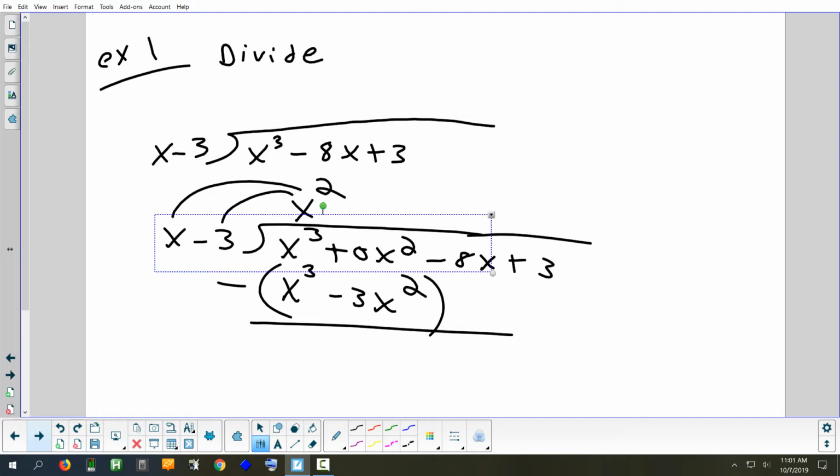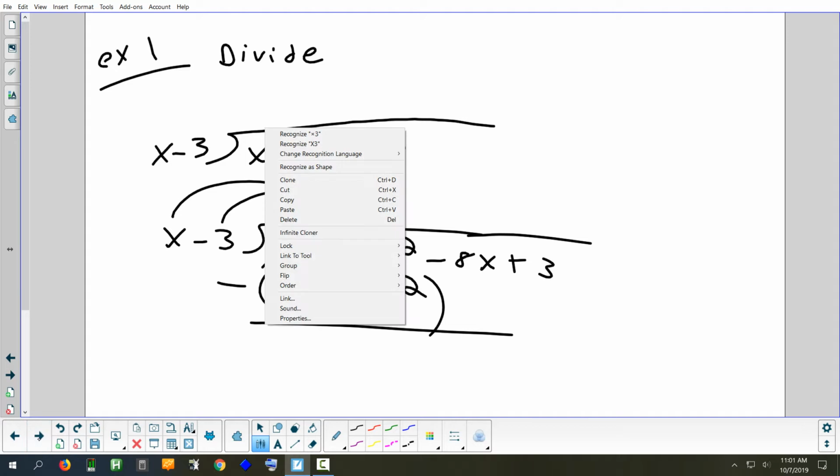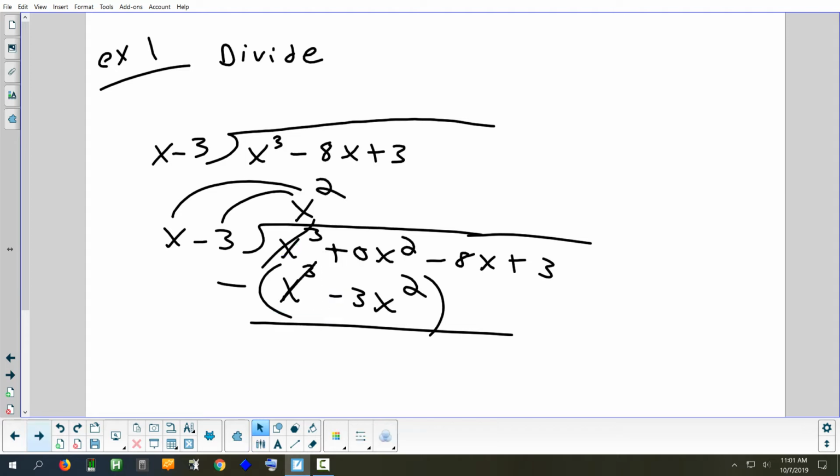Chris, what's x cubed minus x cubed? 0. That should always happen if you did these steps correctly. Each time you divide, your highest exponent should drop off. So now you should be left with an exponent that's at least one smaller. Sometimes a couple things drop off if you're lucky, but you're going to have at least one thing drop off. So now we should not have cubed terms anymore.